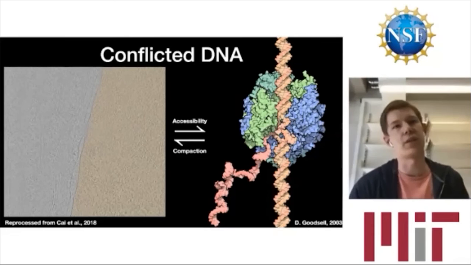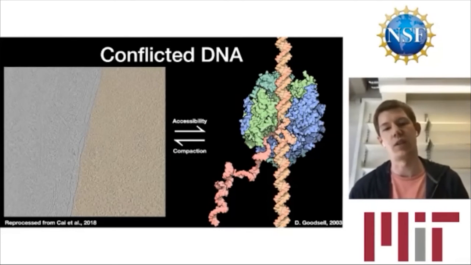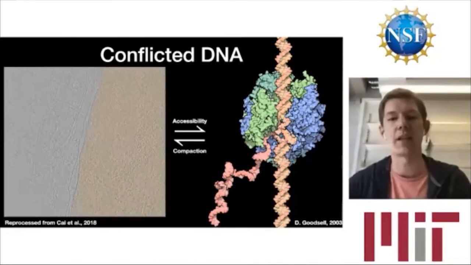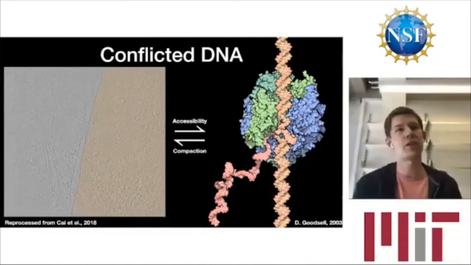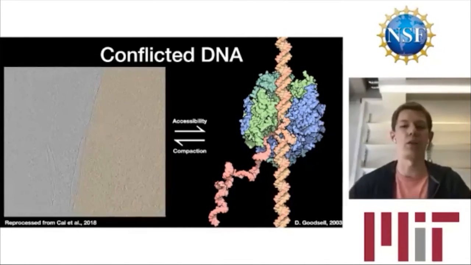So these processes all require access to DNA. So this is quite a dramatic logistical problem. So the big question is, how are these interests of compaction and accessibility realized in eukaryotes?